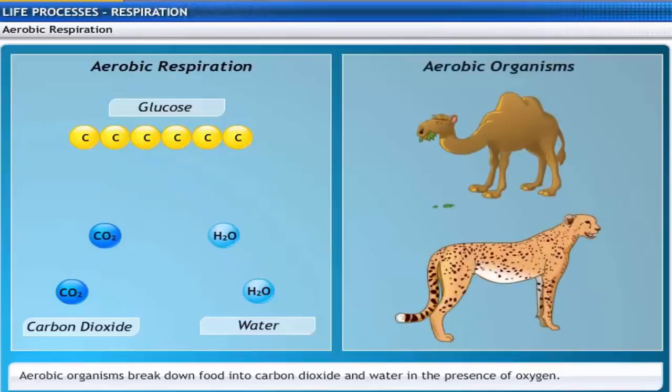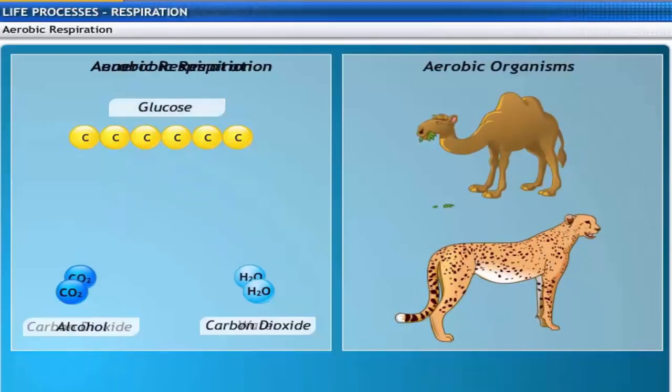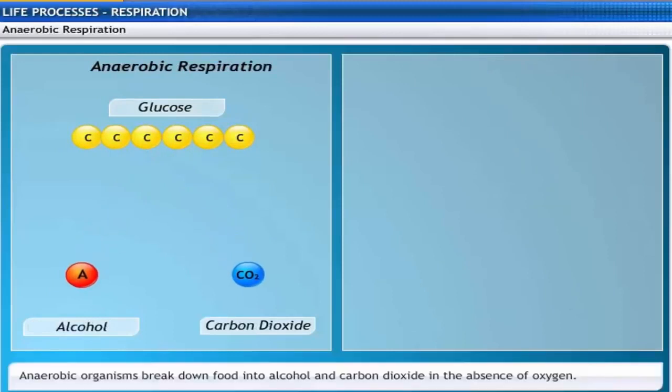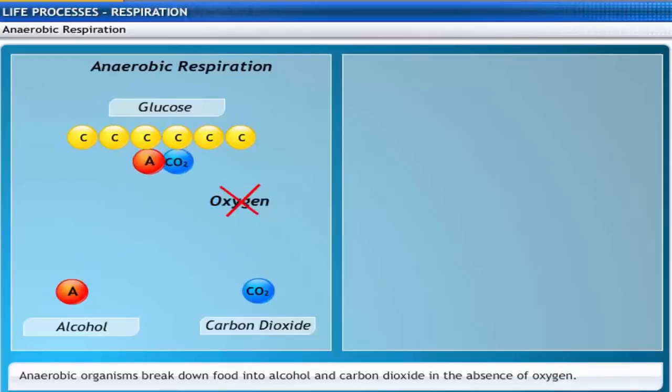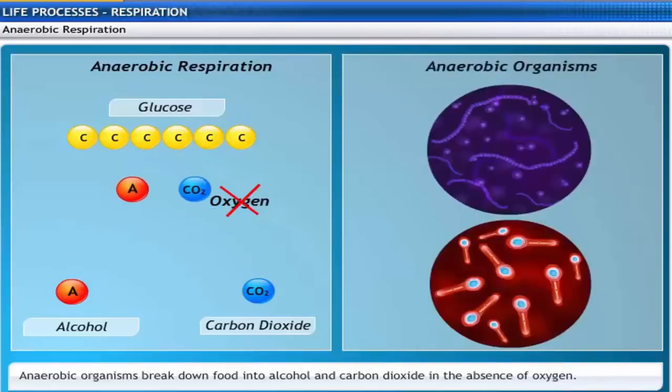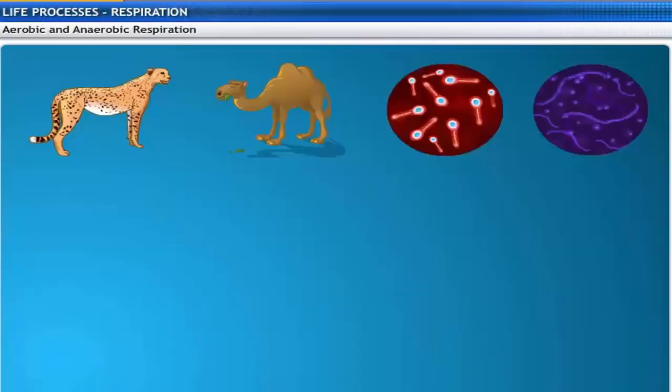Organisms that break down their food in this manner are called aerobic organisms. There are a few microbes that break down glucose into alcohol and carbon dioxide. This process takes place without oxygen, and is hence known as anaerobic respiration. Such organisms are called anaerobic organisms.